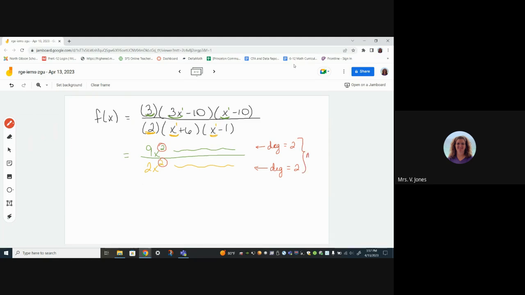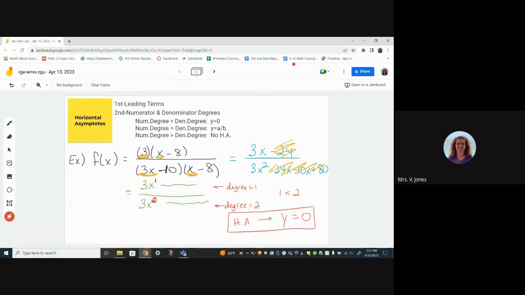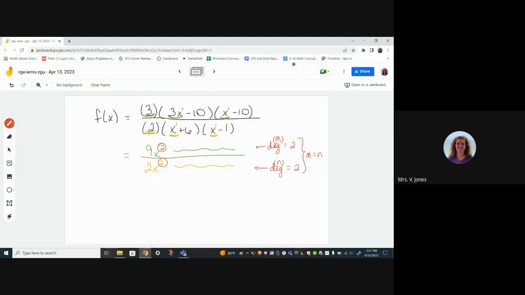On the other page, we call them m and n. The numerator degree we call m, and the denominator degree we call n. I don't have it on this page, but it's in your notes. When the numerator and denominator degrees are equal to each other, we're going to have y equals a over b. So our horizontal asymptote will be y equals a over b.